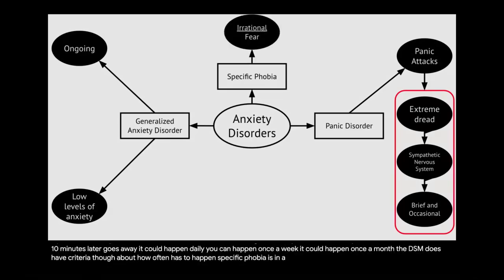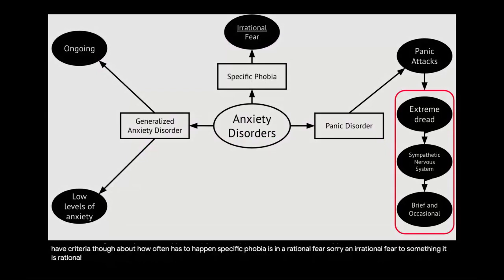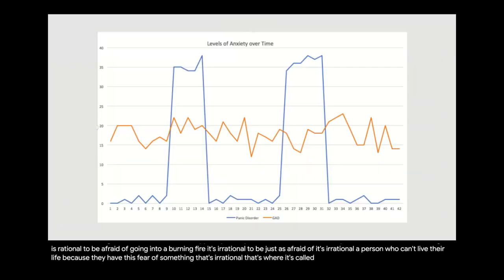Specific phobia is an irrational fear of something. It is rational to be afraid of going into a burning fire. It's irrational to be just as afraid of a picture of a candle burning. A person who cannot live their life because they have this irrational fear of something, that's where it's called a specific phobia.